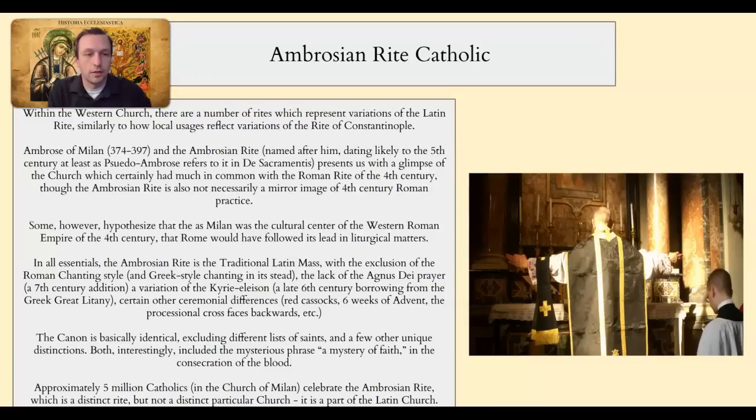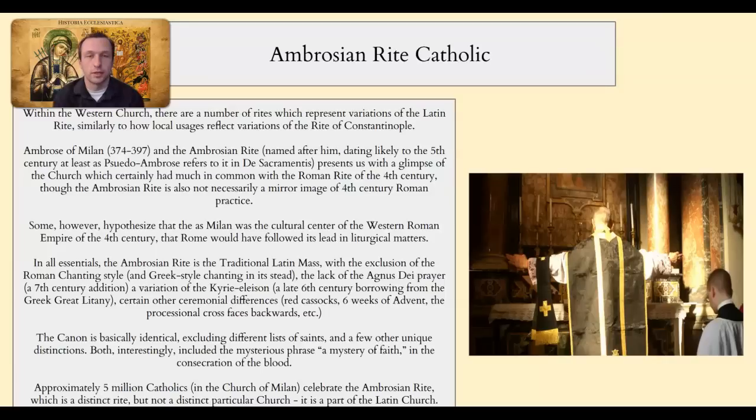Ambrose of Milan, the teacher of St. Augustine, and the Ambrosian Rite, named after him, likely dates back to the 5th century, at least as Pseudo Ambrose, a writer of that period, referred to it in De Sacramentis. And this rite presents us with a glimpse of the Church, which certainly had much in common with the Roman Rite of the 4th century, although the Ambrosian Rite is not necessarily a mirror image of 4th century Roman practice.